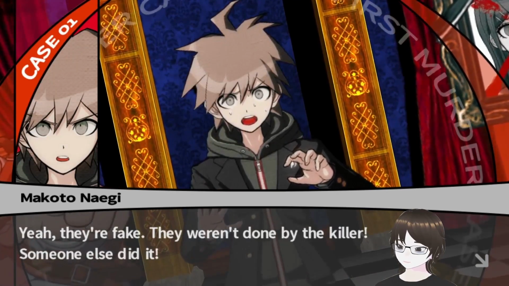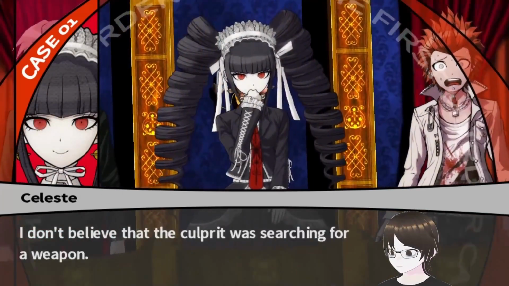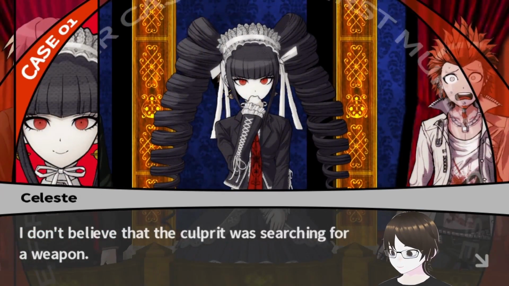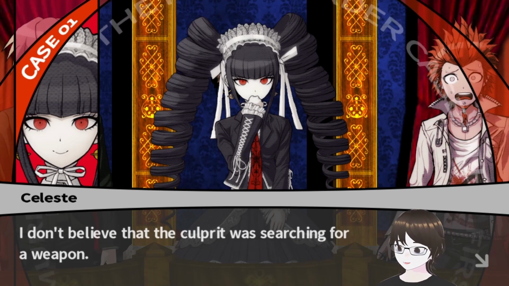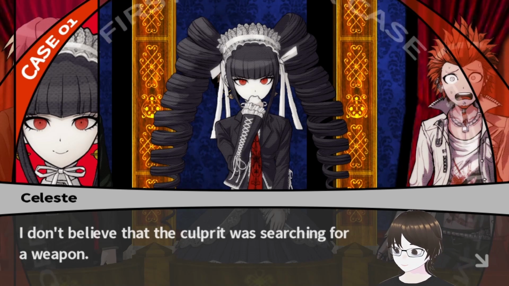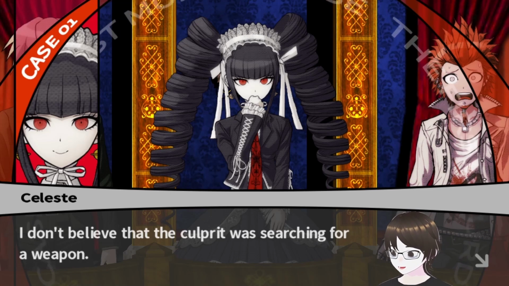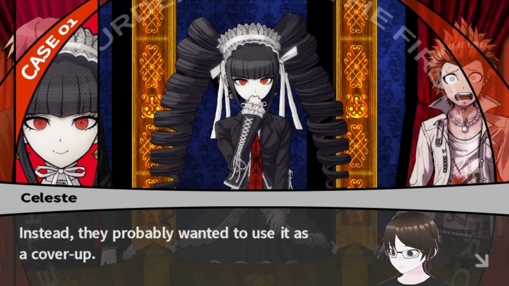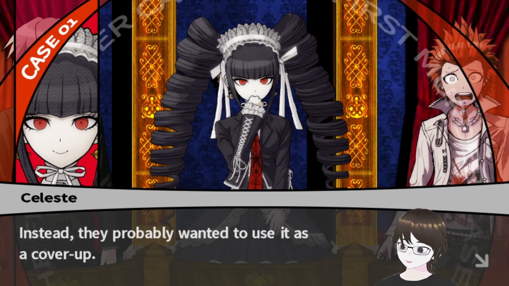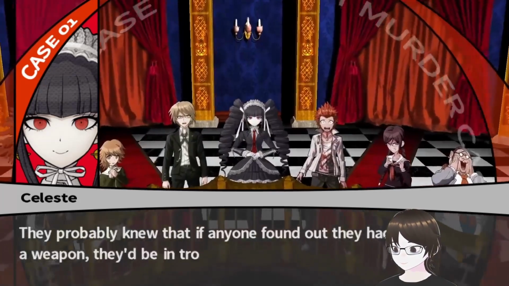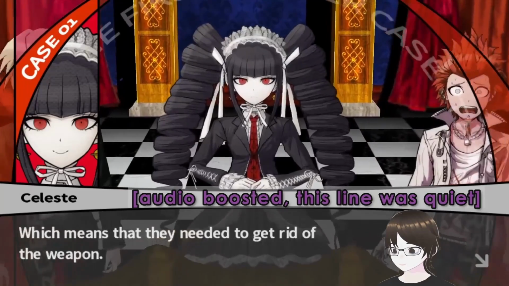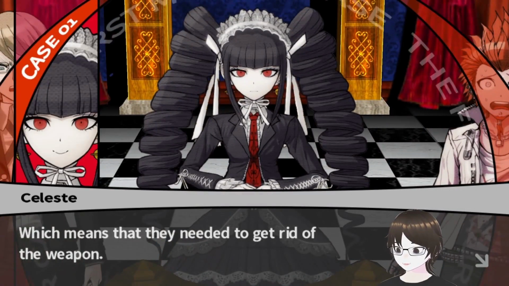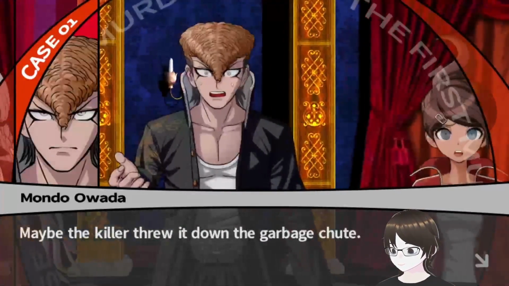Someone else did it. I don't believe that the culprit was searching for a weapon. Yeah, they wouldn't go into Makoto's room and have to rely on finding a weapon. They would definitely bring one beforehand. Instead, they probably wanted to use it as a cover-up. Agreed. They probably knew that if anyone found out they had a weapon, they'd be in trouble. Which means that they needed to get rid of the weapon. Okay, so how so? Maybe the killer threw it down the garbage too.